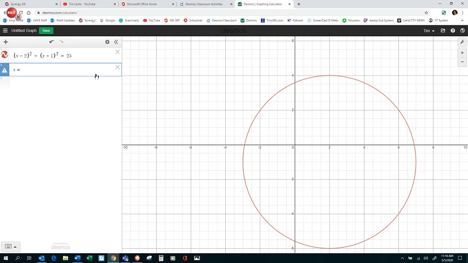X equals 1. Oops, that's going to give us a line. Stand by here. And there we go. Just put the center in there, 2 comma negative 1, labeled it, and now you've got the center of that circle.